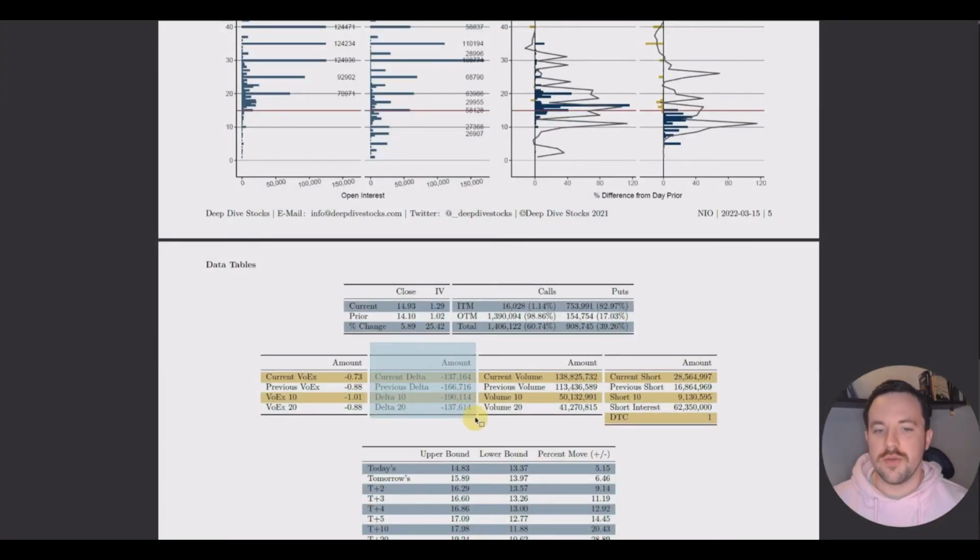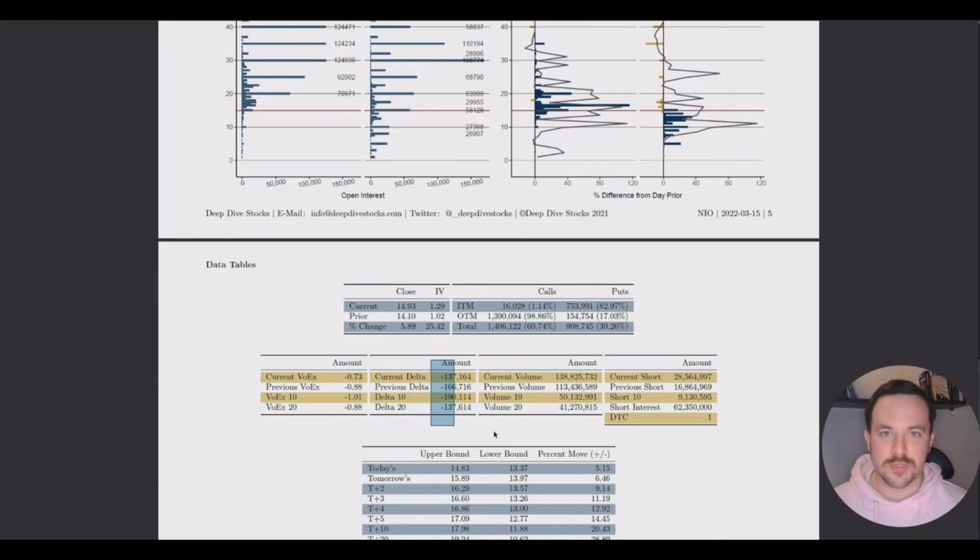In order to do that, we can look at the delta. And we see that, oddly, the average delta for the past month is negative 137,614. And interestingly, current delta is negative 137,164. So delta hasn't moved too much, but unfortunately, NIO is currently in a gamma squeeze.